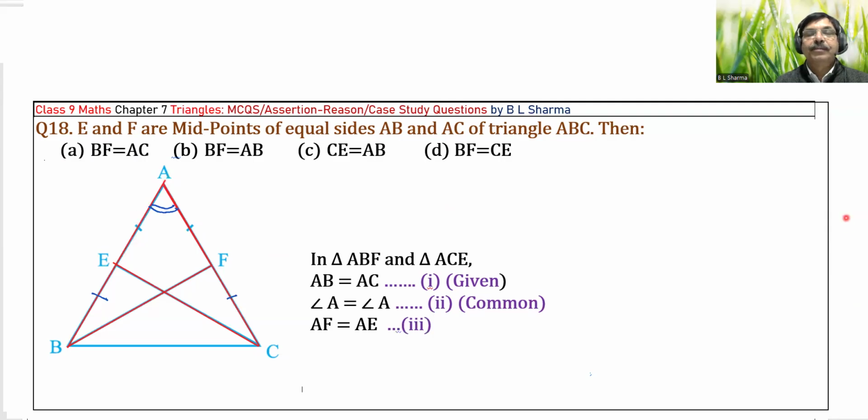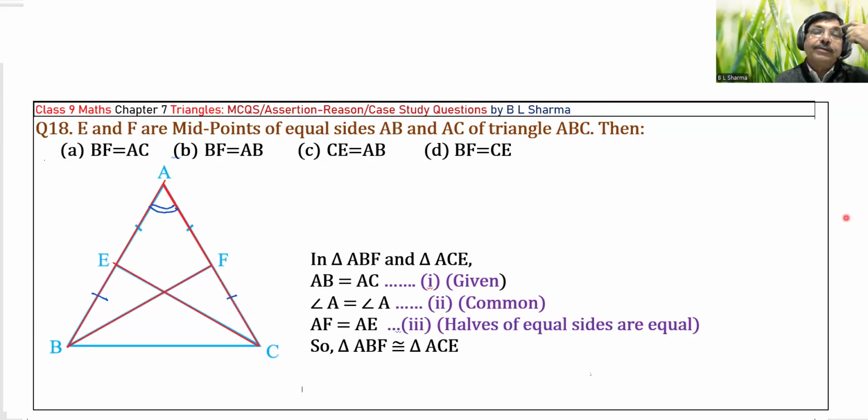So triangle ABF is congruent to triangle ACE by SAS congruency rule, and by CPCT, BF is equal to CE. So D is the correct option.